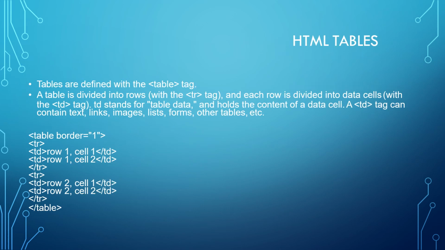So tables: for defining tables, we use the table tag. The table is divided into rows. The table is divided into columns. Sometimes we want to define some format in this form. So these tables are defined using the tr tag. Tr is for rows, and a row is divided into cells with the help of the td tag. So this is a small example for defining the table format.